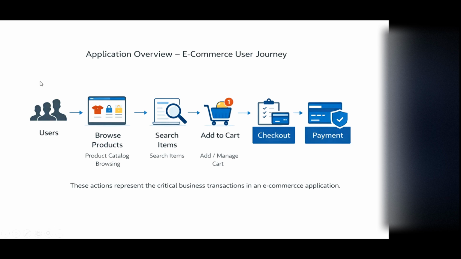Whenever users visit our Trend Cart e-commerce application, which is an online shopping platform, first they will browse the products on the website, and then search for a specific item they are looking for. Once they find that item, they will add it to the cart, and finally proceed with the checkout and payment. These are all the different stages involved in the user journey of an e-commerce application.